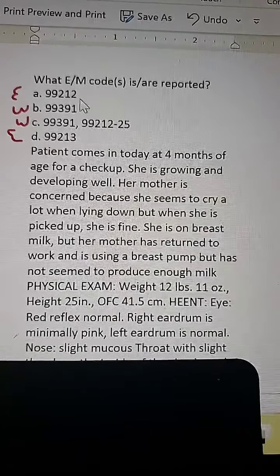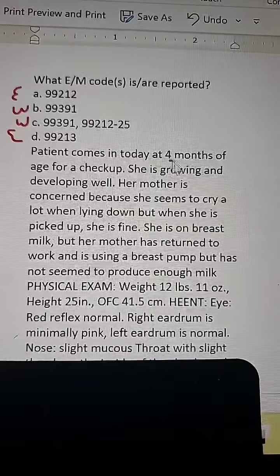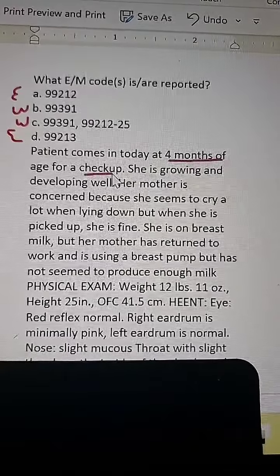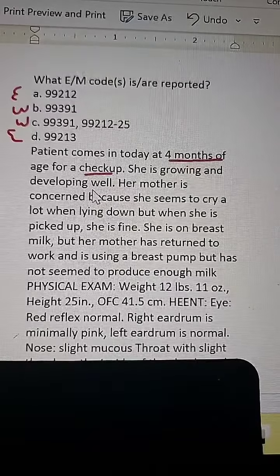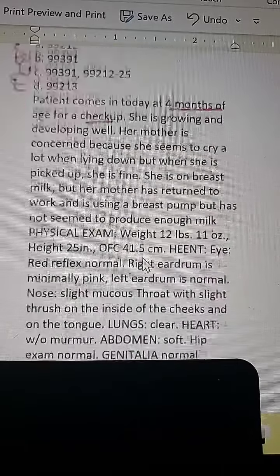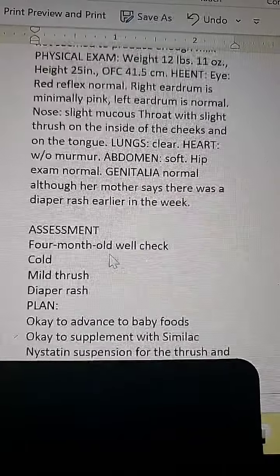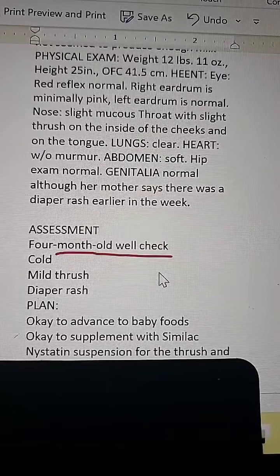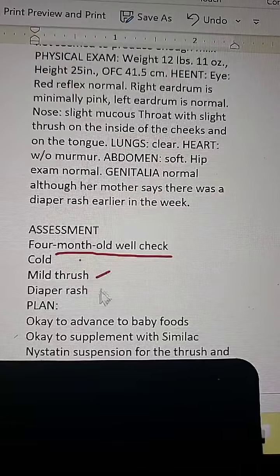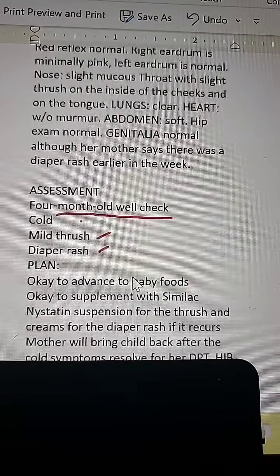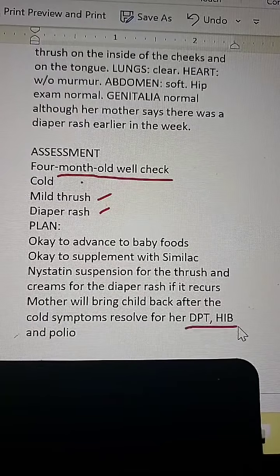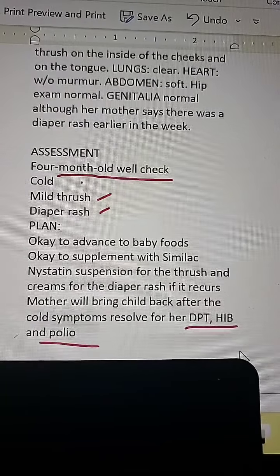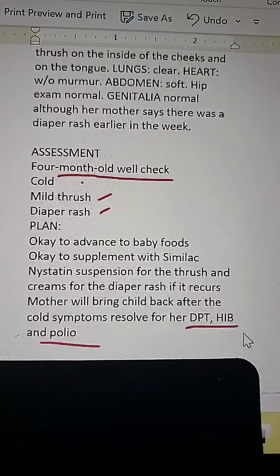Anybody want to take a guess? Is this an established? Patient's here for a 4-month checkup. So is that a wellness exam? Patient's here for a 4-month-old wellness exam. She has a cold, thrush, diaper rash, and doc did order some vaccines that the kid will get when they get feeling better.